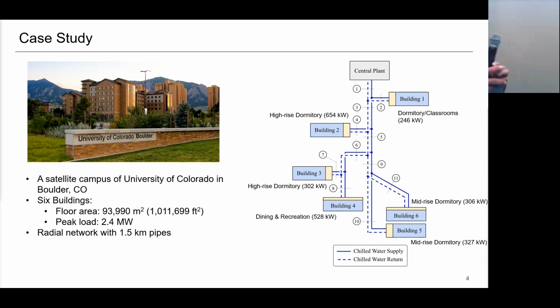So the system is shown here, where we have basically this main central distribution pipe, and then the individual buildings are connected to that radial distribution network.